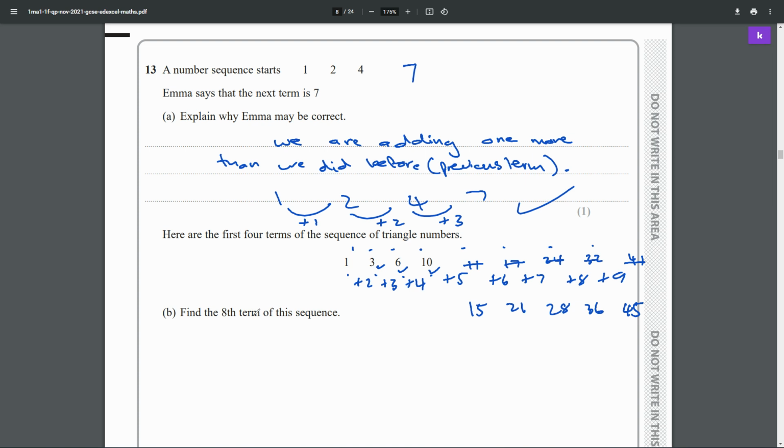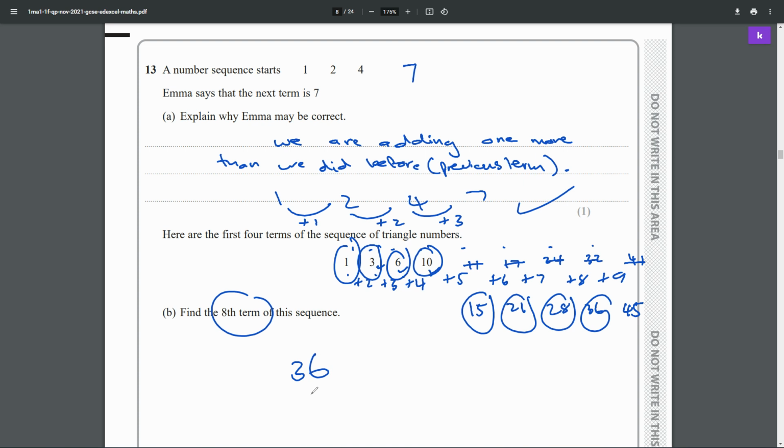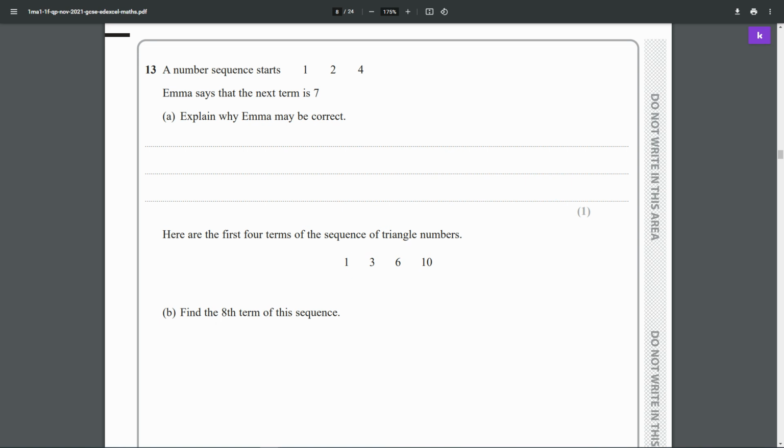So we can see, find the 8th term of the sequence. The 8th term of the sequence is going to be, so let's count it again. 1, 2, 3, 4, 5, 6, 7, 8. So the answer is going to be 36. Always double check your answers. As you can see, I double checked my answer and I found an error. Always a good idea. Let's clear it up and let me go through it neatly.